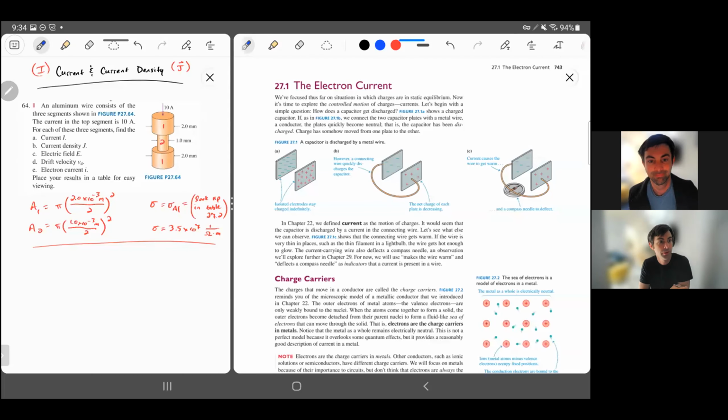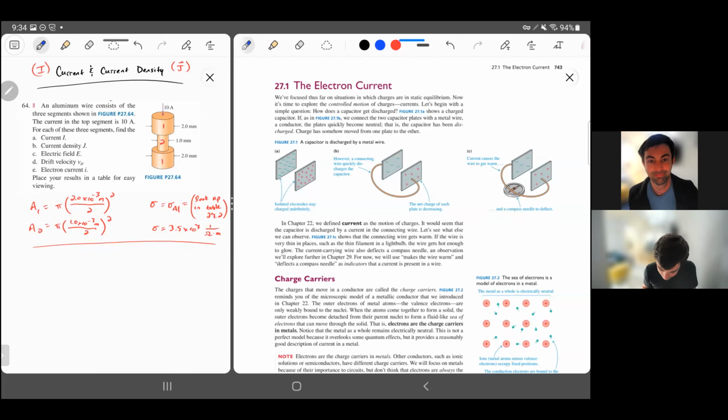All right, this will be the video on current and current density. So we're going to talk about basics of current all the way up through resistivity and conductivity. We'll end this video there, and then we'll pick it up again talking about Ohm's law and resistance in the next video, and talking about basics of circuits next video.